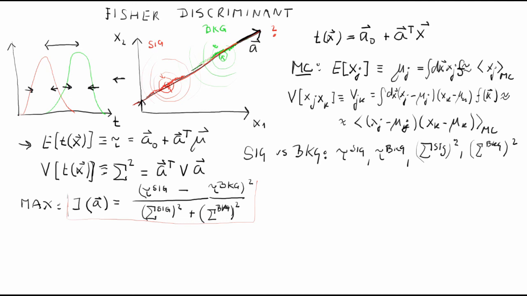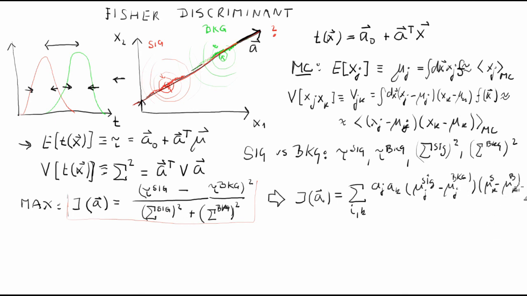The nice thing about J is that we can express it with simple quantities estimated from Monte Carlo events. J of a vector is equal to the sum over j and k of a_j a_k times (mu signal minus mu background)_j times (mu signal minus mu background)_k, and all this over the sum over j and k of a_j a_k times (V signal plus V background)_jk.